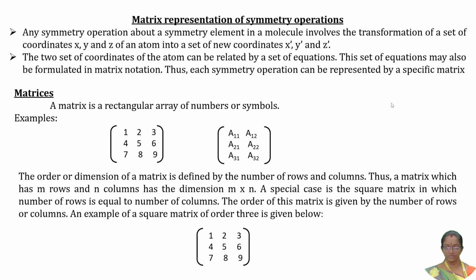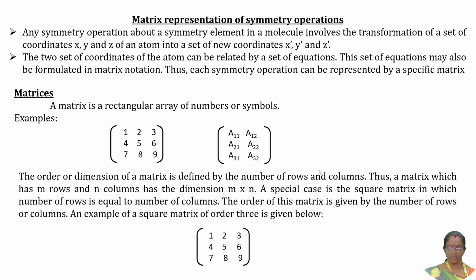The definition of a matrix is a rectangular array of numbers or symbols. Here we have given the examples. The order or dimension of a matrix is defined by the number of rows and number of columns. Here we have given an example with 3 cross 3 dimension. A special case is a square matrix, in which the number of rows is equal to the number of columns.